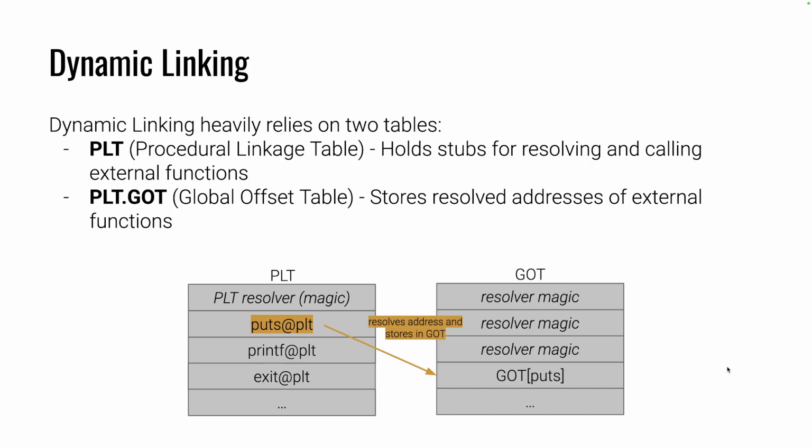Dynamic linking revolves around two tables primarily. The first we just saw. It's the procedure linkage table, also known as the PLT. The PLT is a table that holds short little assembly stubs that are responsible for resolving and calling external library functions. The second table that's involved is called the global offset table, or the GOT. And the GOT is just a function pointer array. What happens is the PLT will find an address in the GOT and call it.